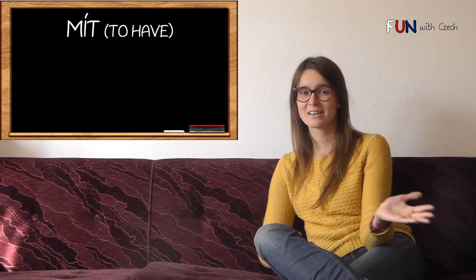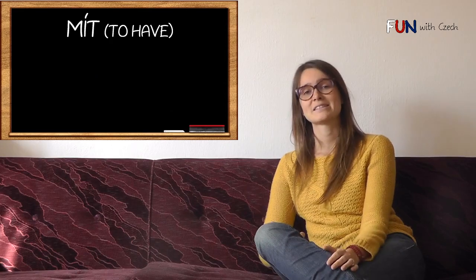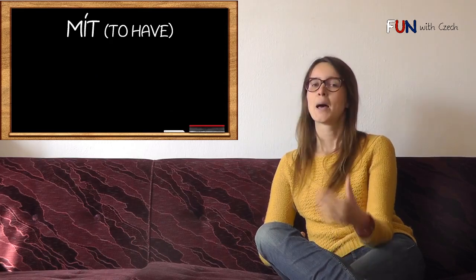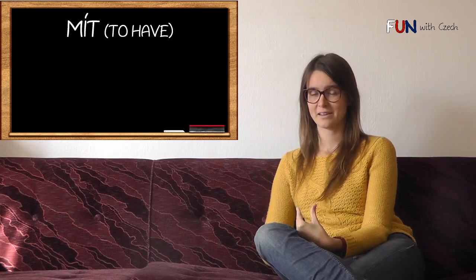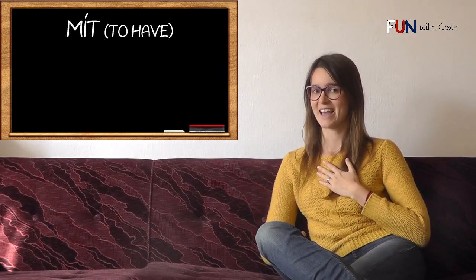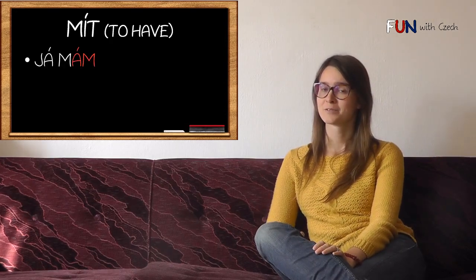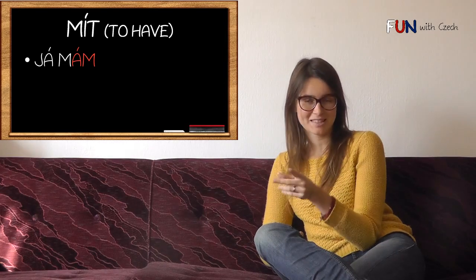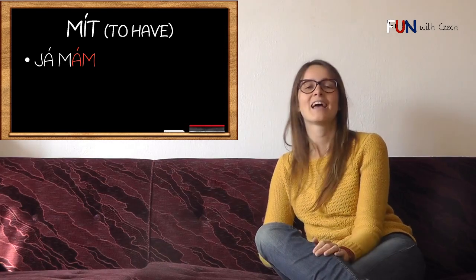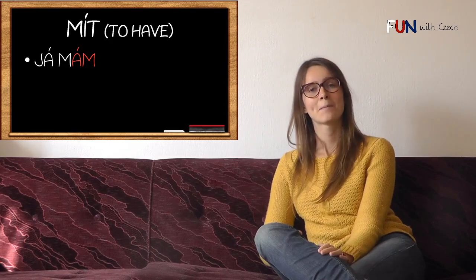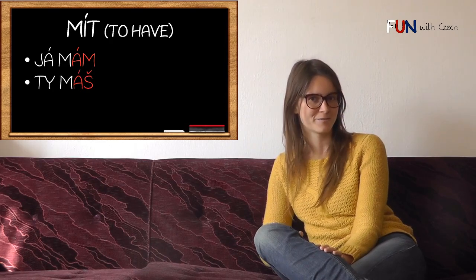So let's start from probably the most common one, which would be the verb to have, and we might already know it from our previous videos. The verb to have is mít. So let's just repeat, mít. Then for the first person singular, for me, já, it's já mám. Já mám is I have. And for the second person singular, for you, ty, it will be ty máš. Ty máš, as in you have.